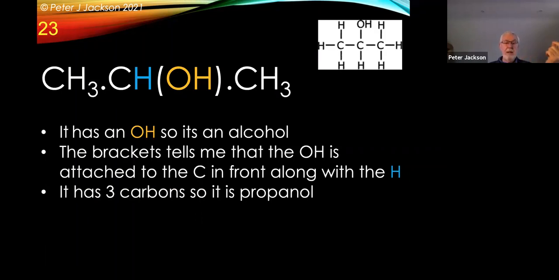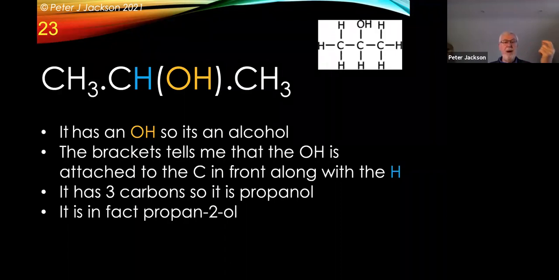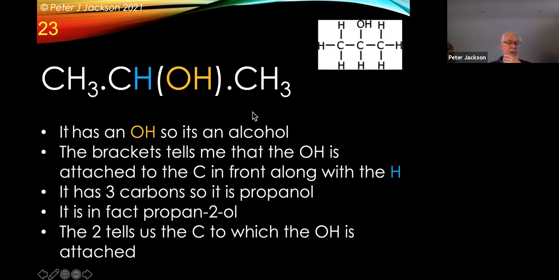It has 3 carbons, so it's propanol. Right? In fact, it's propan-2-ol because the OH bit is on the second carbon. There is the structure of it up there in the top right corner. The 2 tells us the carbon to which the OH is attached. It's attached to the second carbon. 1, 2, 3. So it's on the second carbon. Even this way, 1, 2, 3.